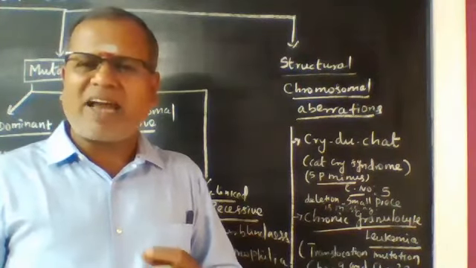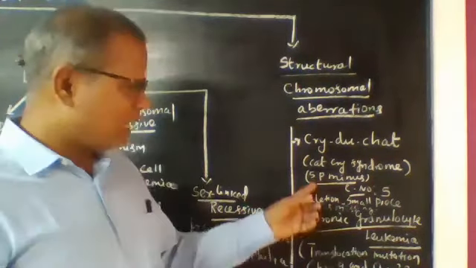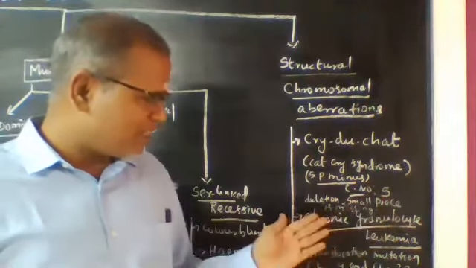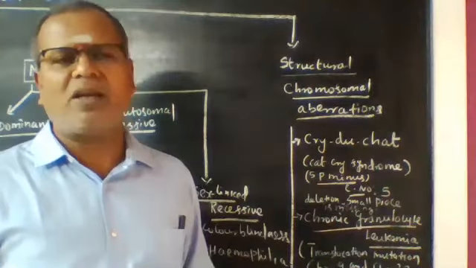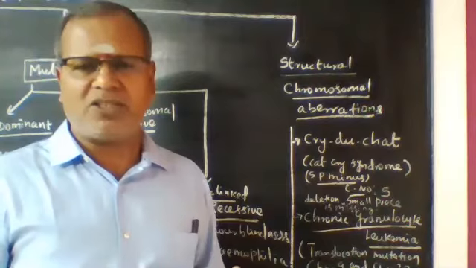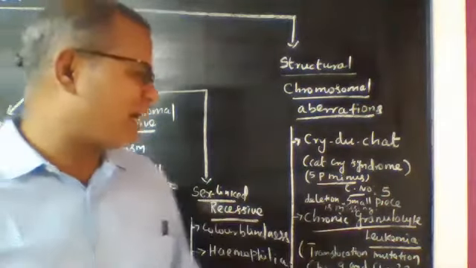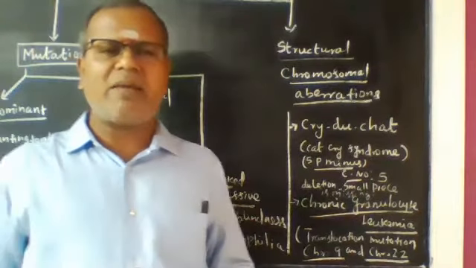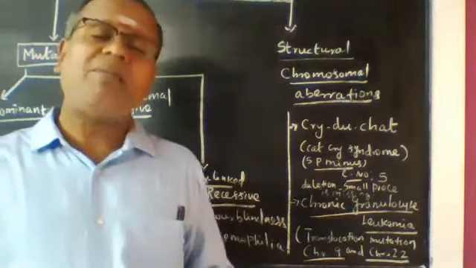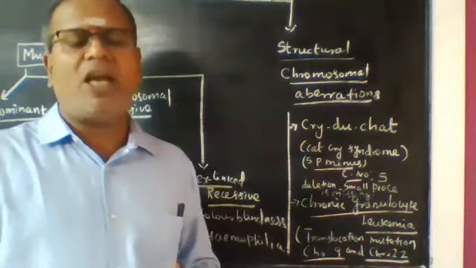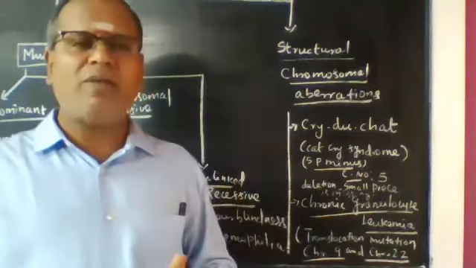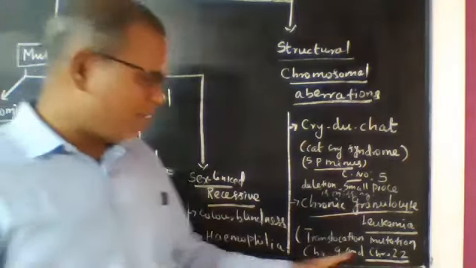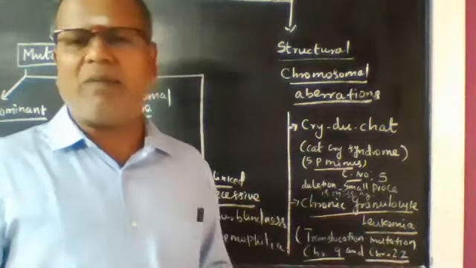Cri-du-chat, or cat-cry syndrome, is due to a defect in the 5th chromosome. Actually, a small portion of chromosome number 5 is removed due to deletion mutation, causing a deficiency and this disease. Next is chronic granulocyte leukemia. You know, anemia is a decrease in the number of RBC, polycythemia is an increase in the number of RBC, leukopenia is a decrease in the number of WBC, and leukemia is an increase in the number of WBC. So here, leukemia means an increase in the number of WBC.